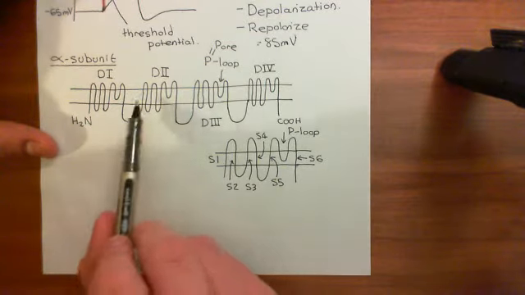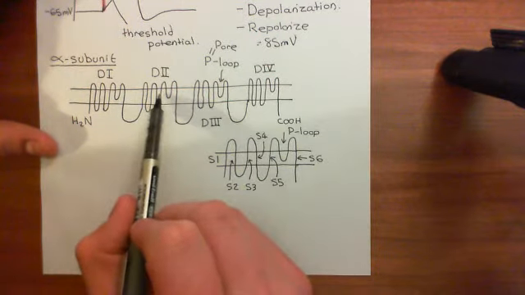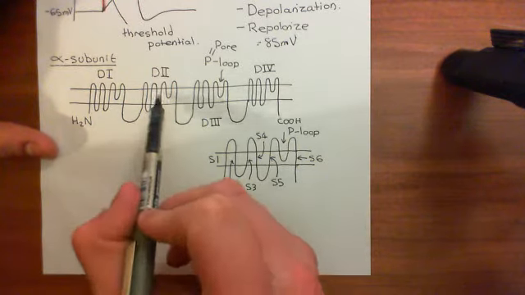So if you want to label a membrane-spanning alpha helix on this structure, you tell me which domain it's in, and then you tell me which membrane-spanning alpha helix it is within that domain.